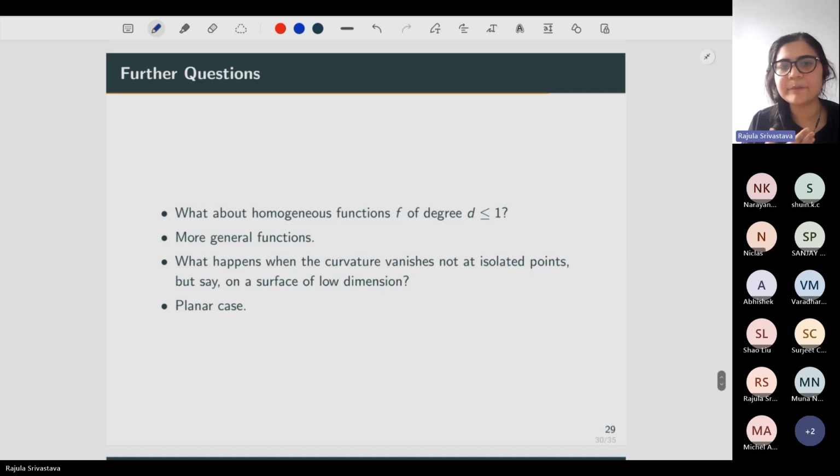But of course, it's a certain class of functions that we took. You can ask so many questions. For example, what about homogeneous functions of degree less than 1, or even more general functions? For example, if the curvature vanishes not at isolated points, but on a surface, a low dimensional variety, that would lead to an entire different beast of problems, and one might need even more techniques from oscillatory integrals to do that. And all of this is in dimensions bigger than or equal to 3.